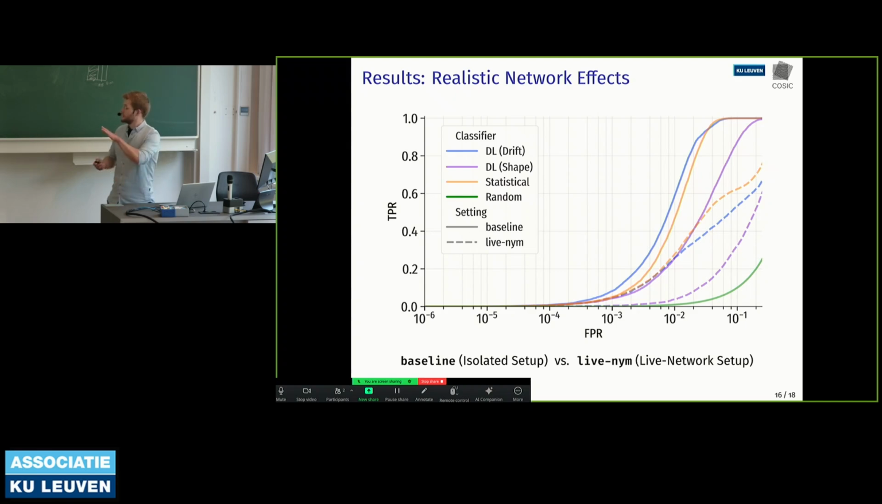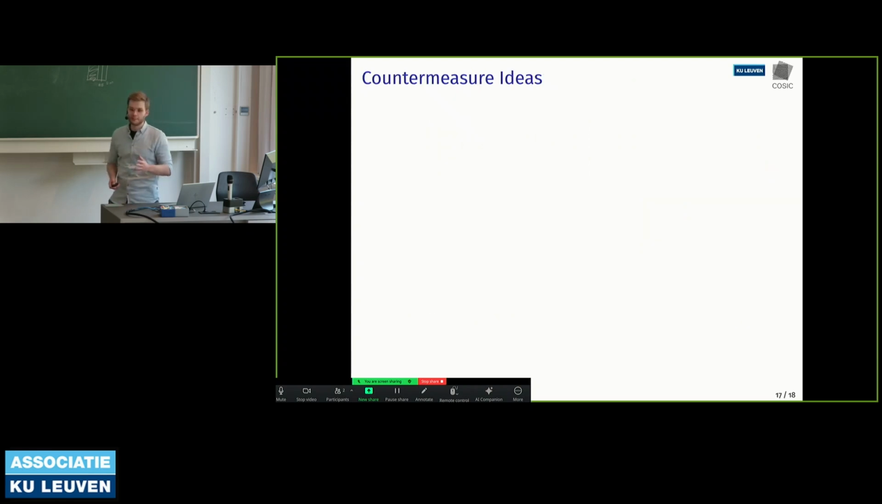Okay, this is the amount of results that I want to show. There's more plots in the paper if you want to see more plots. Let's talk about countermeasure ideas, right? Because we have shown, okay, under these conditions, flow matching is doable with the classifiers that we presented. What can we do against this?